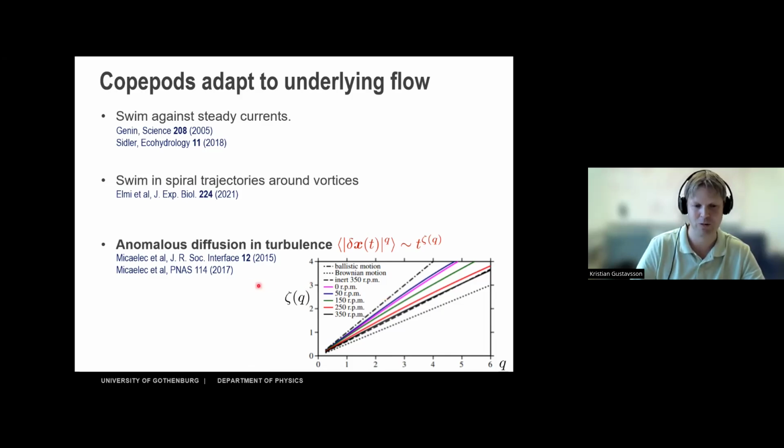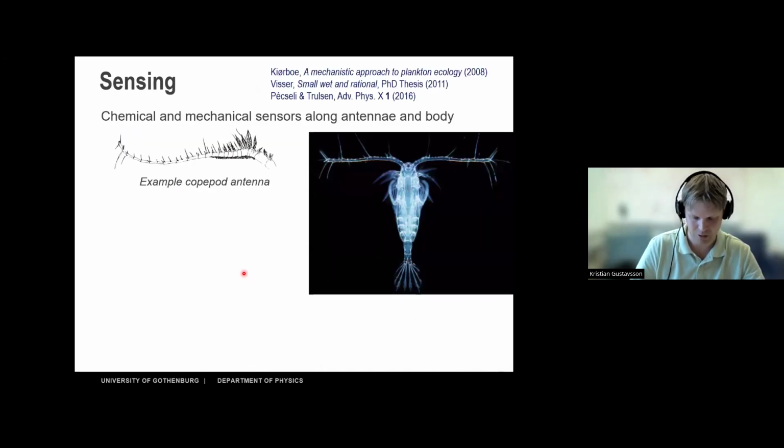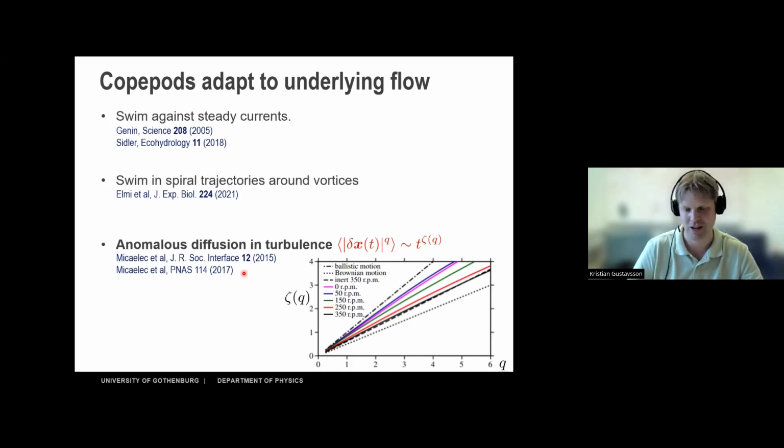And one also observed that copepods can sync the jumping velocity to the flow scales in turbulence to increase their displacement. But also here, many questions remain. It's very unclear how this is done, but it turns out that they can use turbulence to facilitate their movement in some direction.